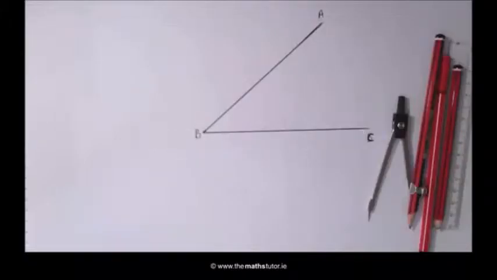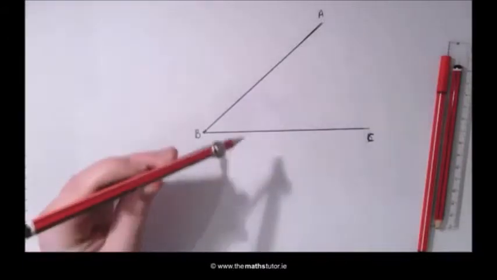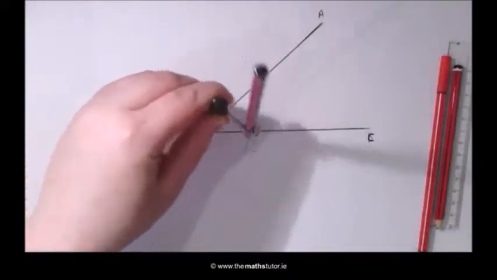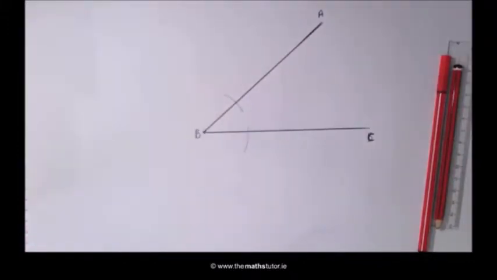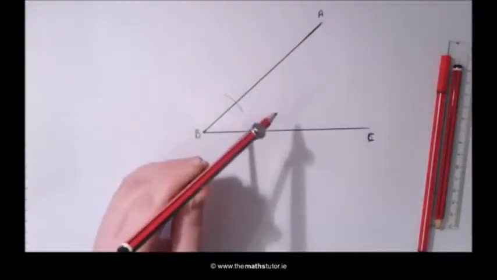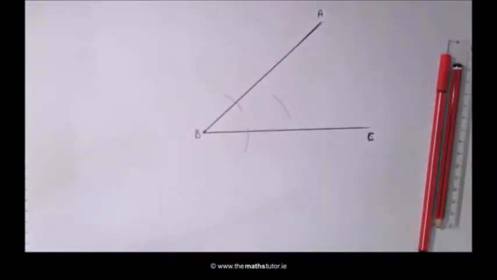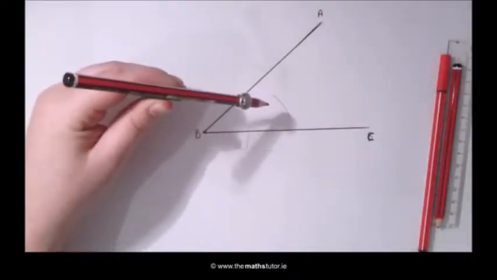To bisect an angle means we want to cut the angle in half. The first thing we are going to do is take our compass and place it on B. We are then going to draw an arc across both arms of the angle. Taking our compass, we are now going to place it on this new arc and draw an interior arc. And without changing the width, we are going to repeat this on the other side.